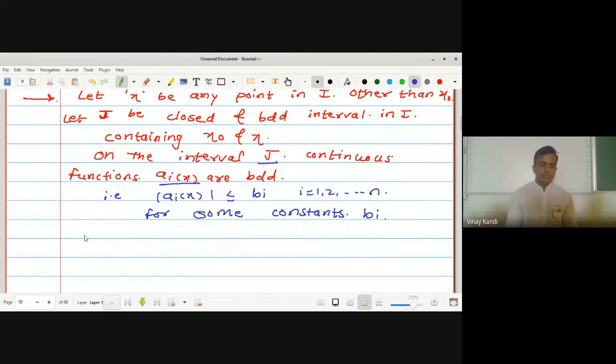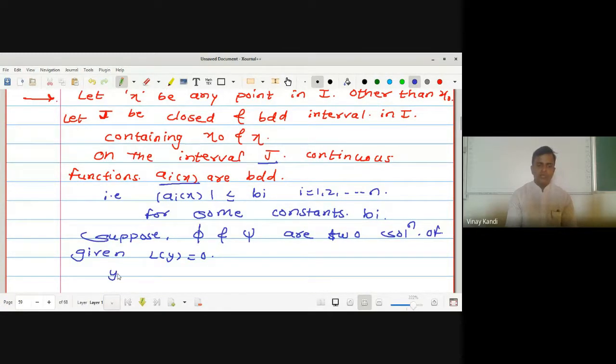Now we have to prove that there is at most one solution. For this we suppose phi and psi are two solutions of the given L of y is equal to 0, such that y of x naught is equal to alpha 1, y dash of x naught is equal to alpha 2, up to y raised to n minus 1 of x naught is equal to alpha n.